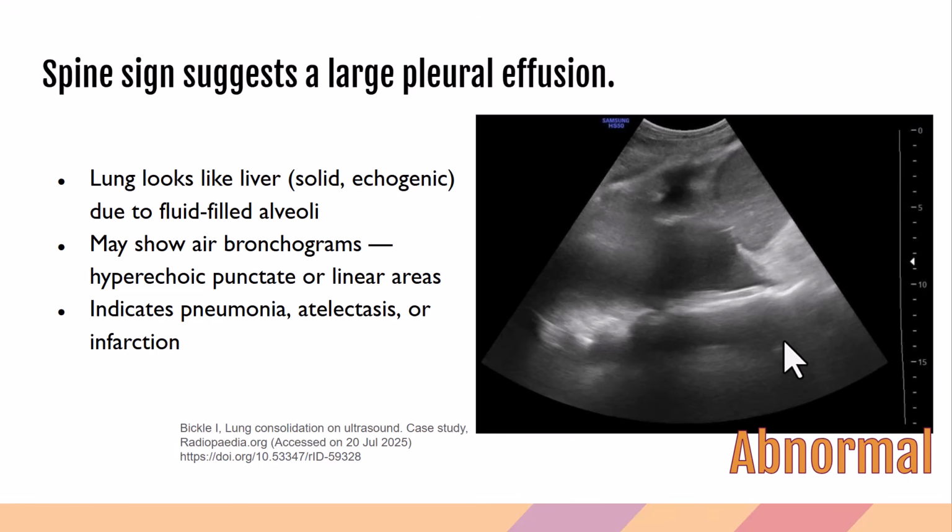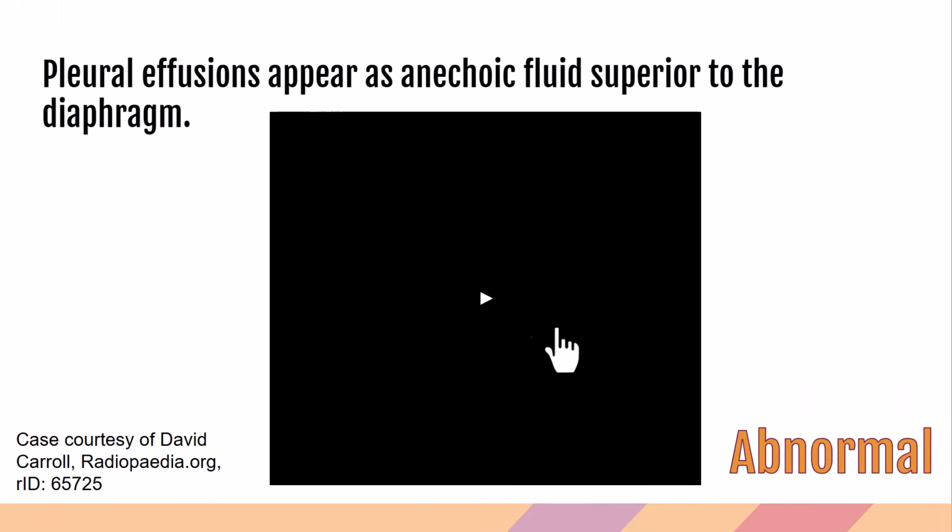abruptly ends. When it's abnormal, because there's fluid in here, that fluid acts as a great window to continue seeing into the posterior body. That fluid, which is a pleural effusion, then allows us to see the spine as it continues through the thoracic cavity. So here's another example of that.